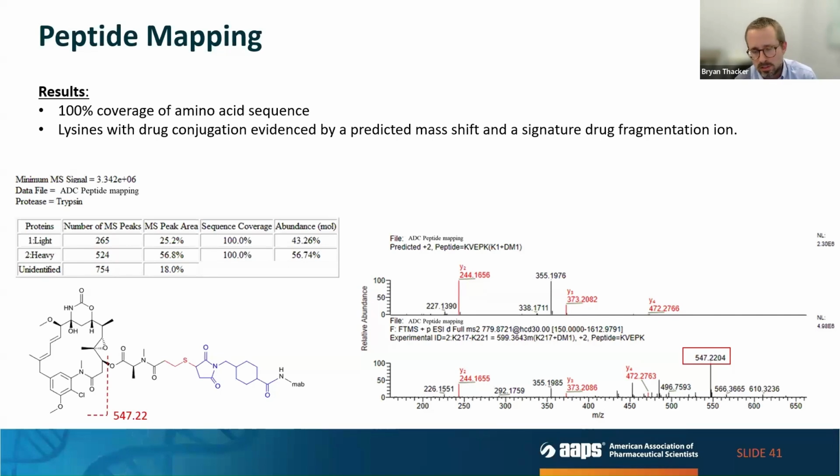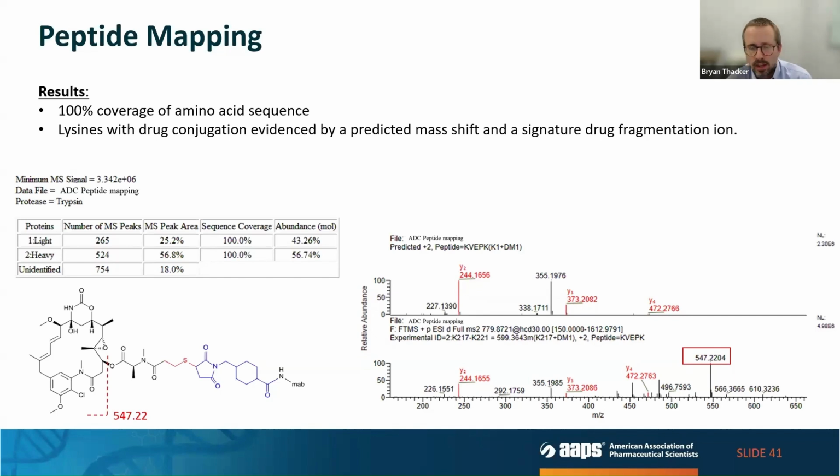And as you can see in the experimental data on the right, we do see that mass within the peptide mapping data, giving us strong confidence that this peptide was conjugated with the drug and linker.